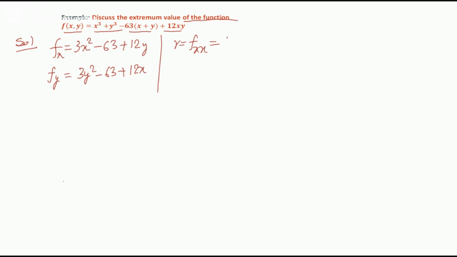So we get 6x, and that is t. f_yy is 6y, and the partial derivative with respect to x and y both, we get 12. Now this is s.